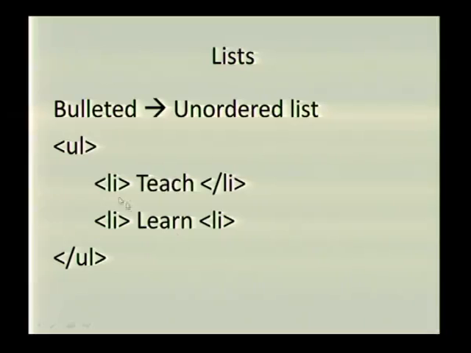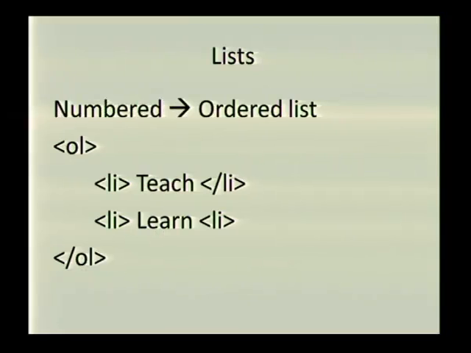And you'll see the tag is UL for unordered, and it has a closing tag /UL. Within these tags, you will need to add your list items. That's an LI in the tag. And for instance, here, we're going to have a bullet, and next to it, we're going to have the word teach. And then the second bullet will have the word learn next to it. So this is your unordered list.